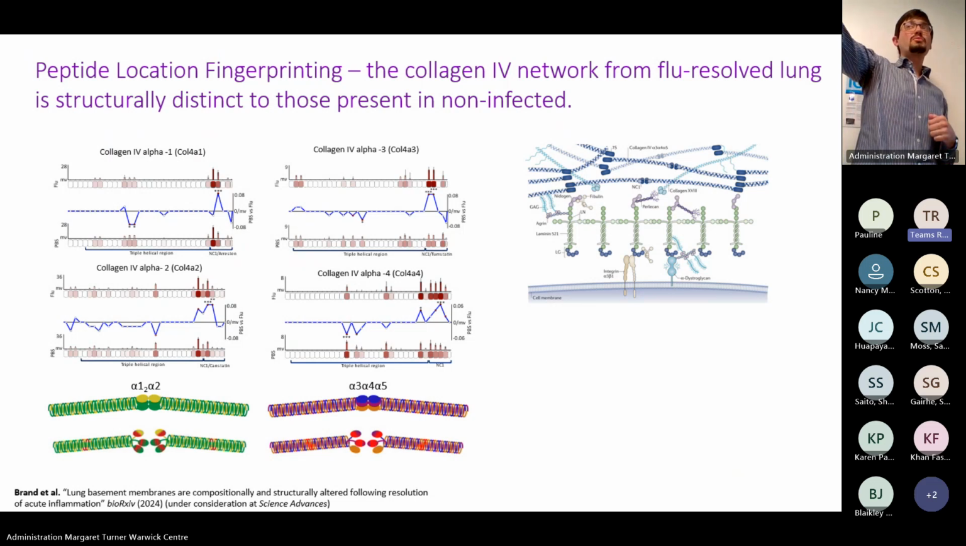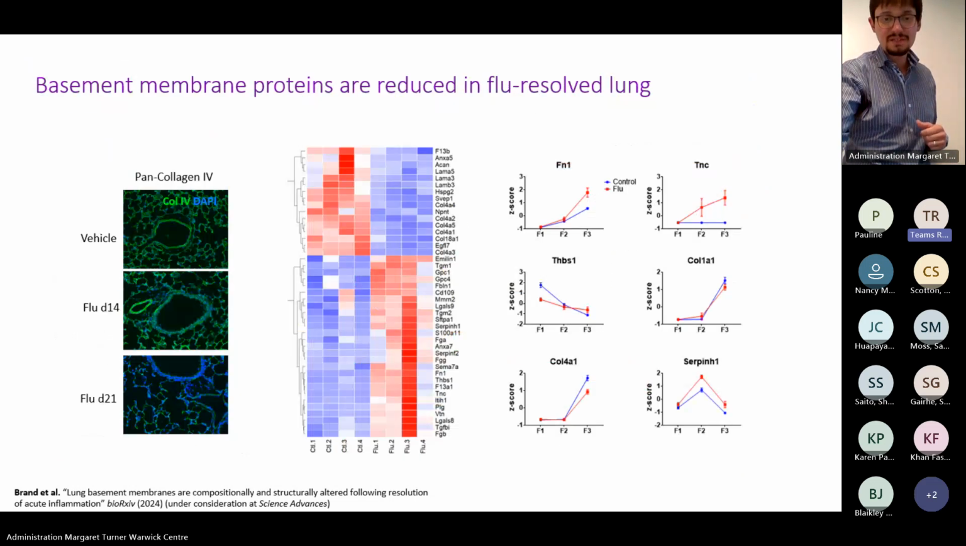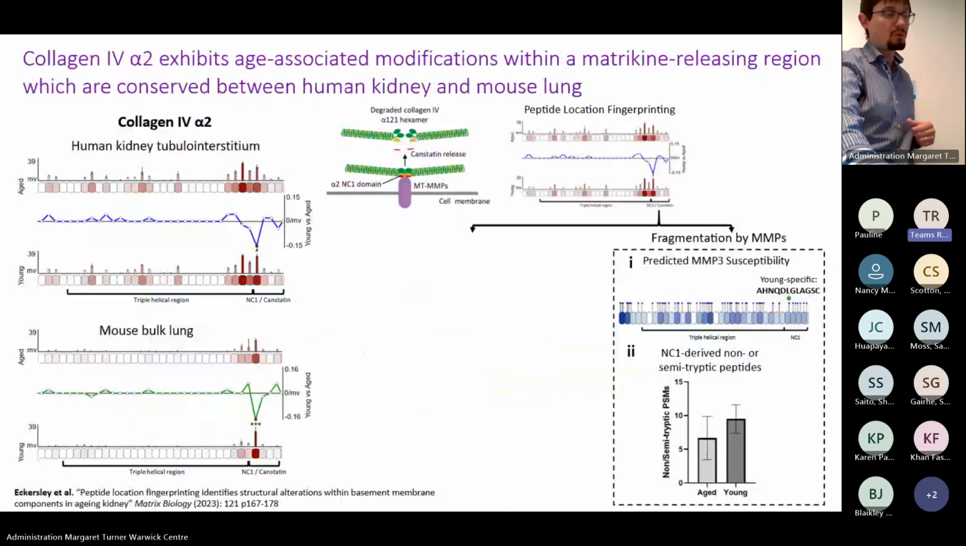So in this context, we're seeing more in flu, but in the aging context, it's the opposite. We're seeing more in young. So that means that in young, it's likely we're getting fragmentation, and that's a healthy tissue, and then that's lost in age, and that's unhealthy. I don't know which way around it would be in fibrosis, or whether it even has an impact in fibrosis, but I think looking at fragmenting matrix and the impact of these fragments might be quite interesting.